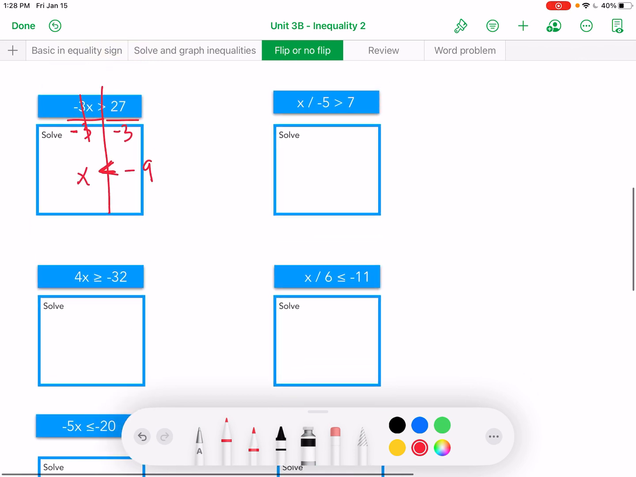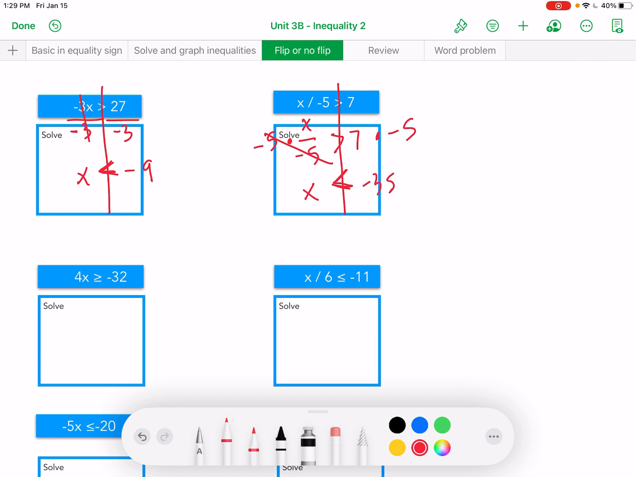Okay, next. I'm going to rewrite this one because it's X divided by -5 is greater than 7. I'm going to multiply both sides by -5. I moved the -5 across the inequality sign, so now I need to flip it. This cancels out. X is less than -35.